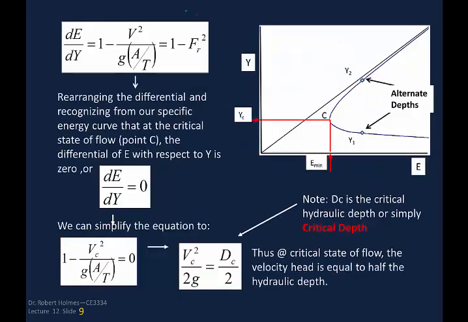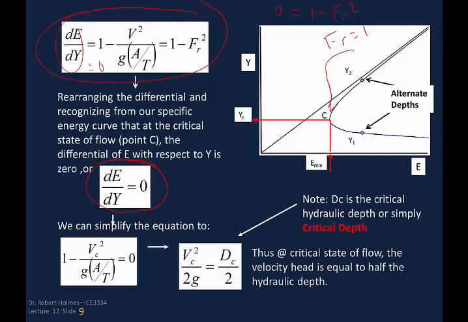So repeating that equation here, and I look at this location where I've got the minimum specific energy, and that's where dE/dy is equal to 0. If I set this equal to 0, I've got 0 equals 1 minus the Froude number squared. And we'll notice that then the Froude number is equal to 1 at this location of the minimum specific energy.